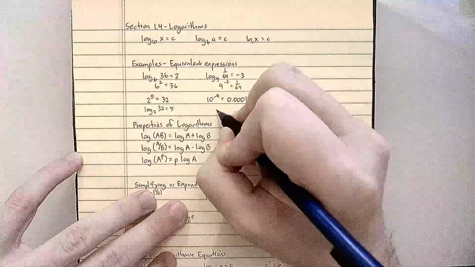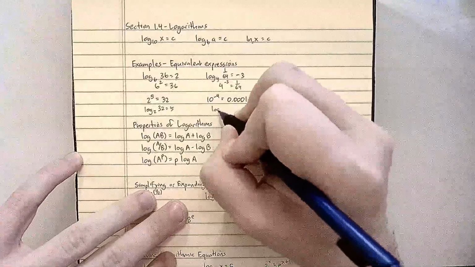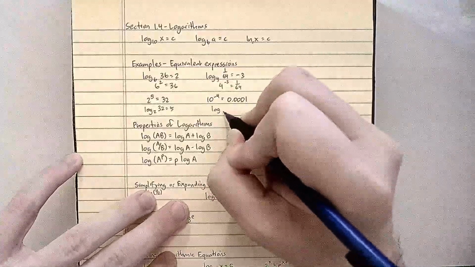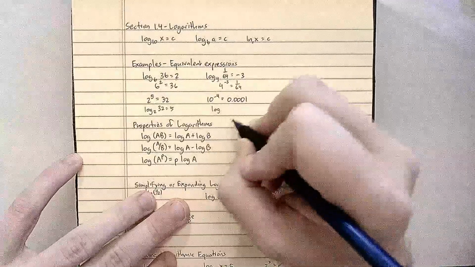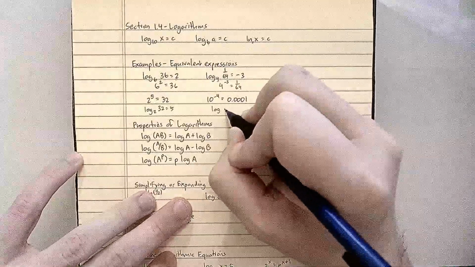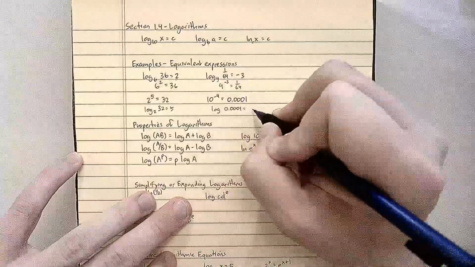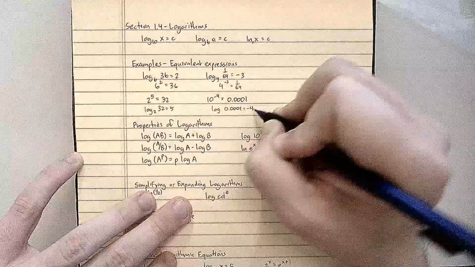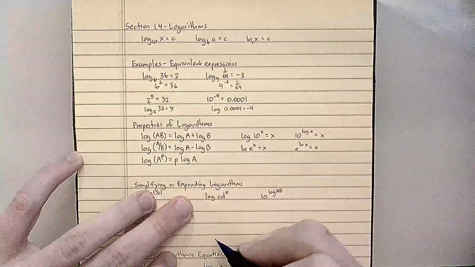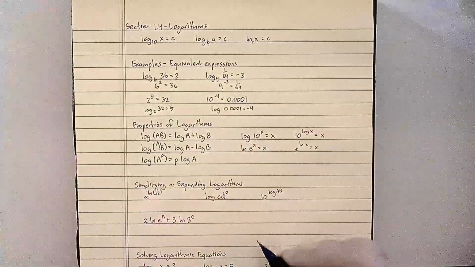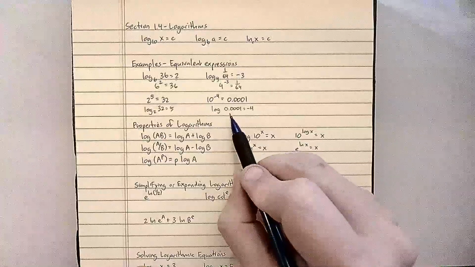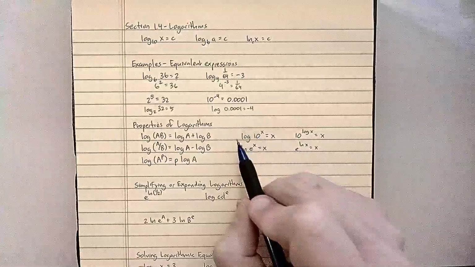For this other one, we have log base 10. So we actually don't need to write the 10, but we can write log of 0.0001, and the exponent was a negative 4. And if you put that in your calculator, you'll find out that that's actually the correct answer. So log of 0.0001 is equal to negative 4.